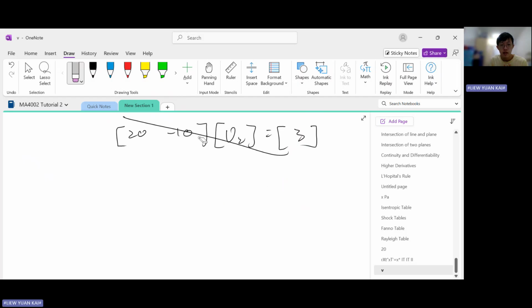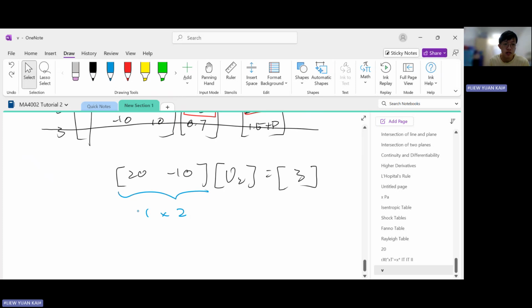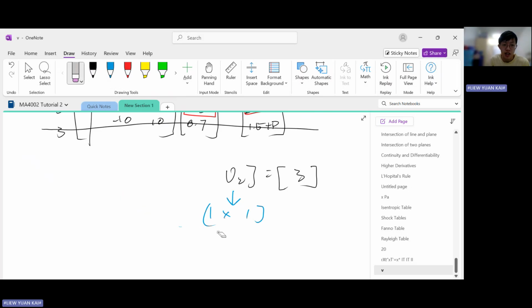So here, see, this is a 1 by 2 matrix. It has 1 row, 2 columns. This is a 1 by 1 matrix. So you see, the two middle dimensions do not match. Therefore, this matrix multiplication is invalid.